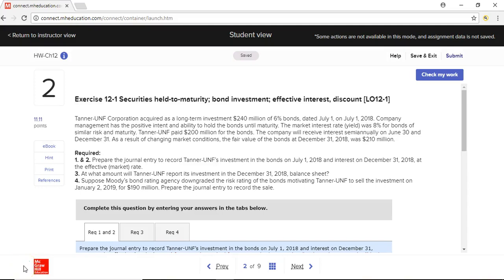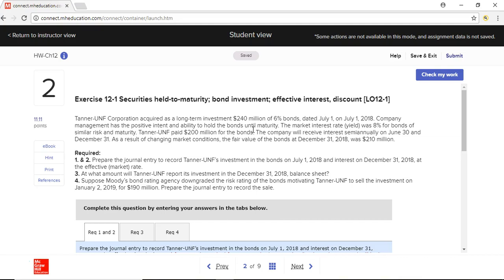Tanner UNF Corporation acquired as a long-term investment $240 million of 6% bonds dated July 1st on July 1st, 2018. Company management has the positive intent and ability to hold the bonds until maturity. So this is the key information to categorize this investment in bonds as a held-to-maturity security, which means we do not report them at the fair value. We report these bonds at amortized cost.